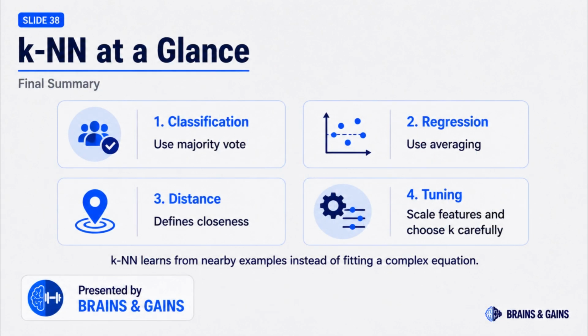results. At a glance, remember 4 things. Classification uses a neighbor vote. Regression usually averages nearby values. Distance determines which observations count as close, and tuning K and feature scaling can dramatically affect performance.